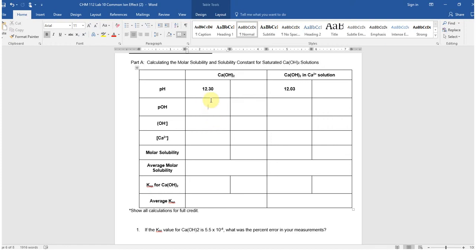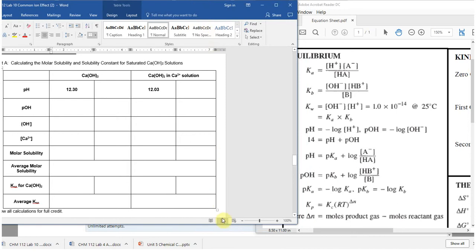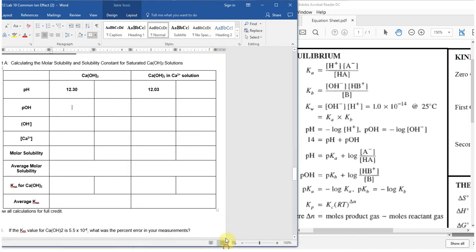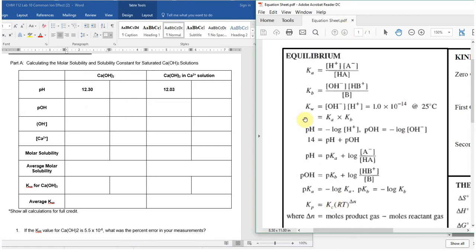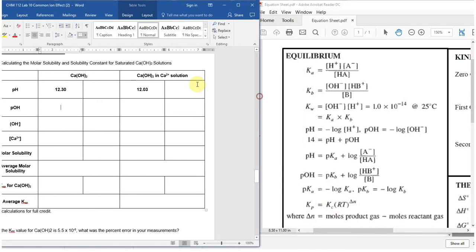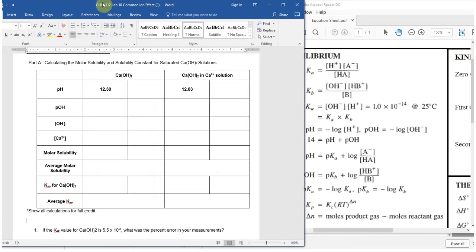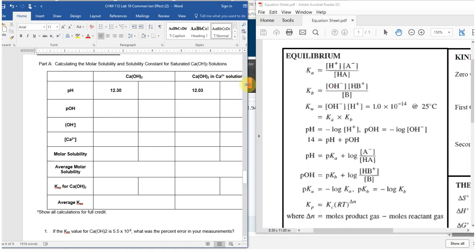And so, again, this takes into account those equations from your equation sheet, which if it were me, I would totally bring one of these to lab. Let's see if I can make this a little bit bigger. There we go. Got it. Let's do it like that.